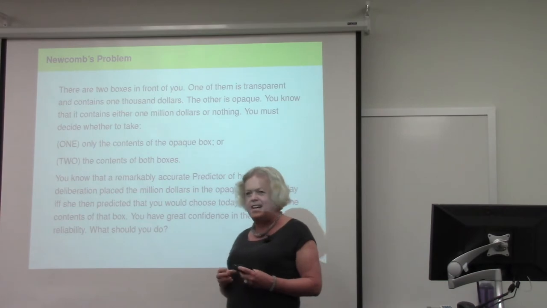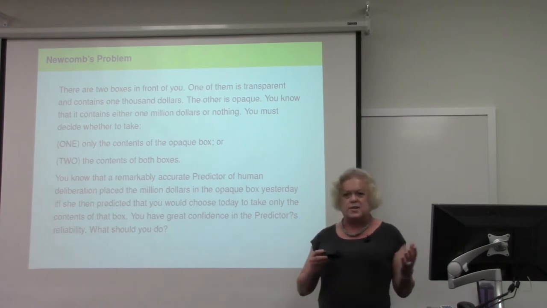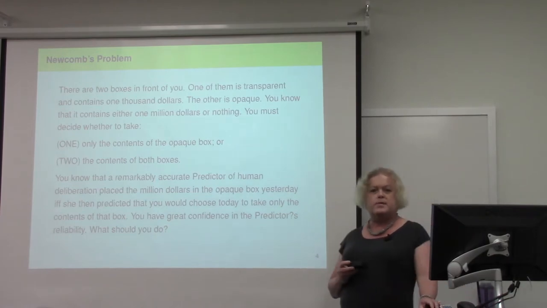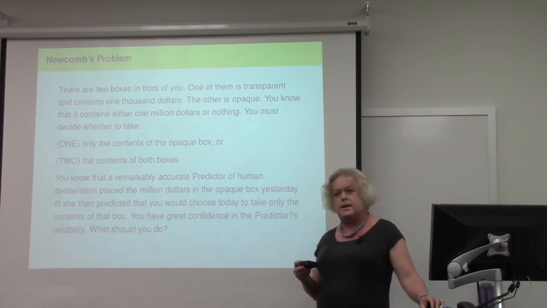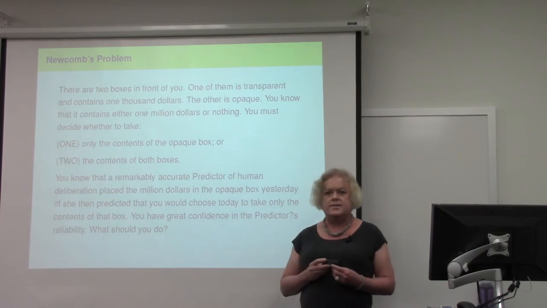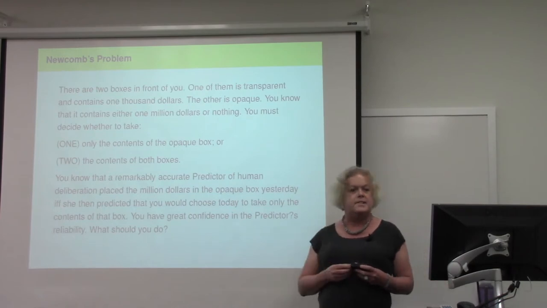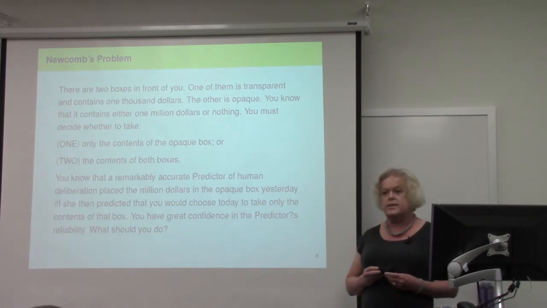This is the wild science fiction-like thought experiment that was thought to motivate the idea that causal considerations ought to be taken into account in thinking about the theory of decision. In Newcomb's problem, there are two boxes in front of you on the table, and one of them is transparent and can be seen to contain $1,000. The other one is opaque, and you know that it contains either $1 million or nothing. And you're going to have to decide in a minute whether to take only the contents of the opaque box, call that the one box choice, or the contents of both boxes, call that the two box choice.